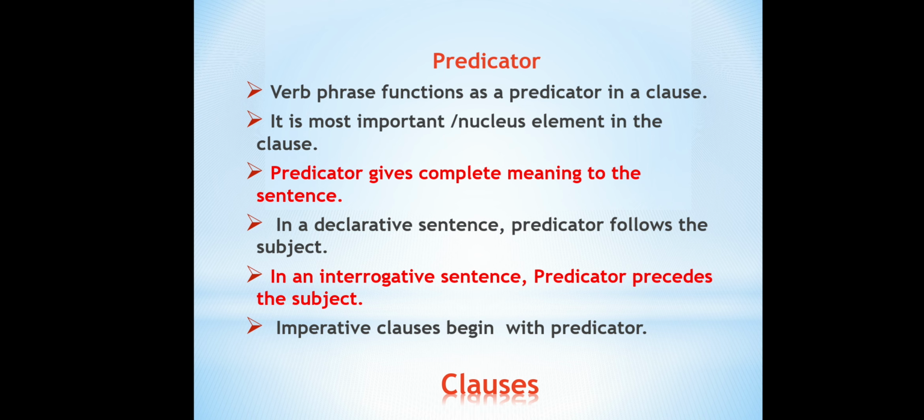In an interrogative sentence, predicator precedes the subject. It means that in a question, predicator comes before the subject, and imperative clauses begin with the predicator, that is, commands and orders begin with a predicator.